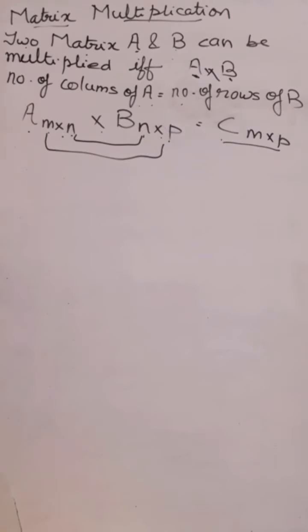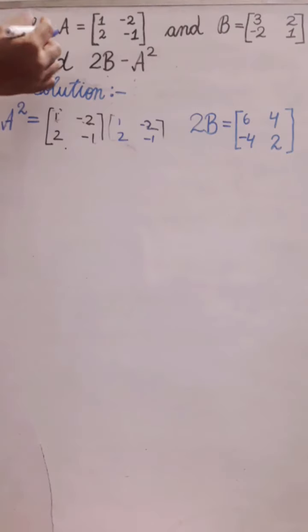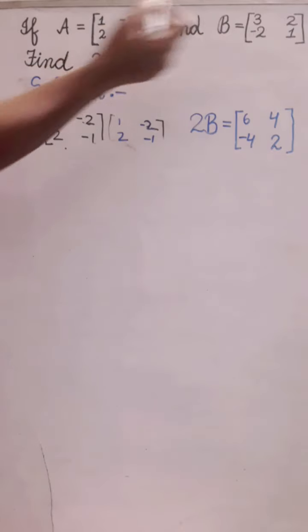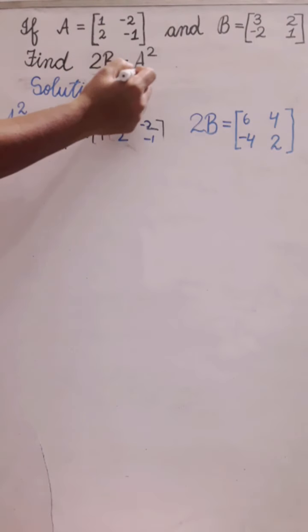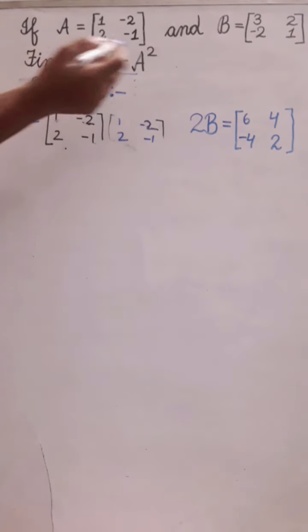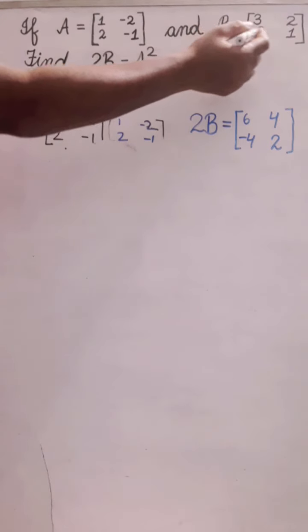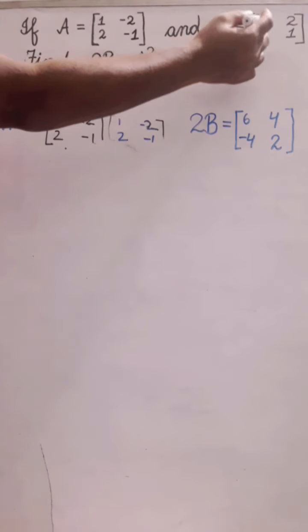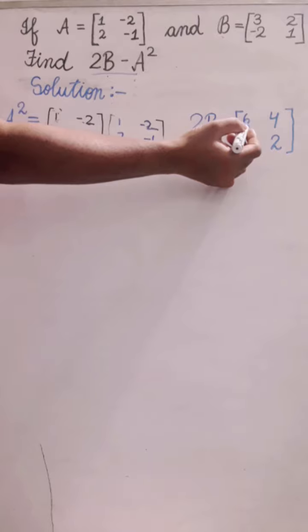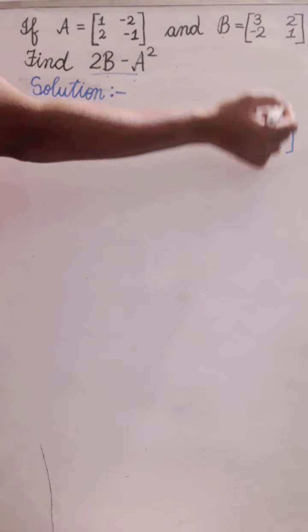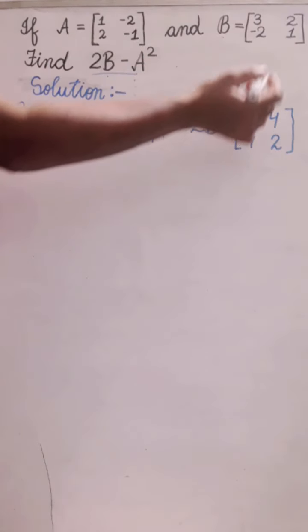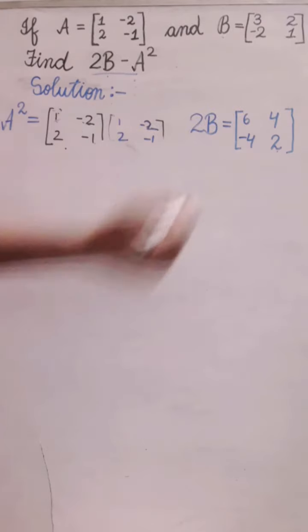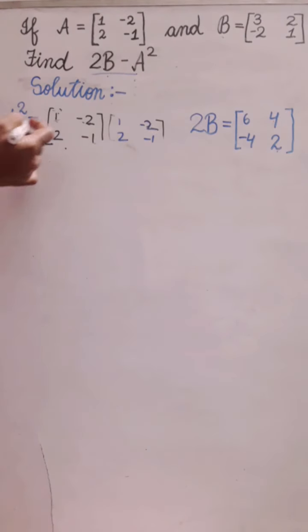Now we are taking an example. We have A equals to this and B equals to this. We need to calculate 2B minus A square. So for 2B, we need to multiply 2 with all the terms. Here in all the elements, 2 is multiplied with 3, I will get 6. 2 times 2 is 4. 2 times minus 2 is minus 4 and 2 times 1 is 2. So this I get.